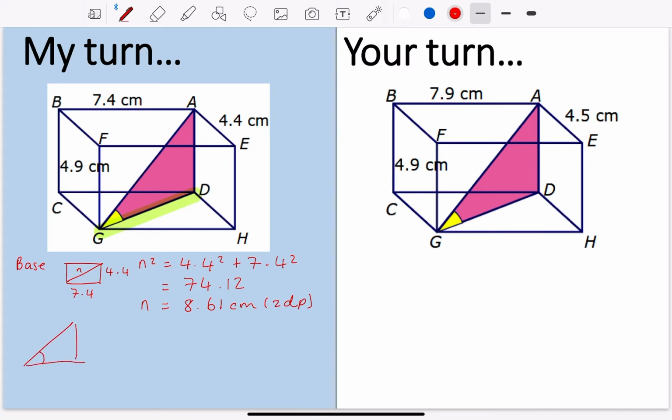I've got my angle, I've got my base now, which is 8.6. I'm going to call it 8.61 for now. And the height of this triangle is going to be the same as the height of the cuboid, this side AD, which is the same as side BC, which has been labelled as 4.9. So I've got a height of 4.9. And then I go about using trigonometry.